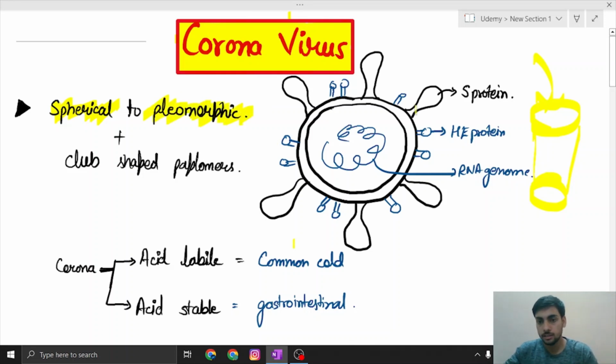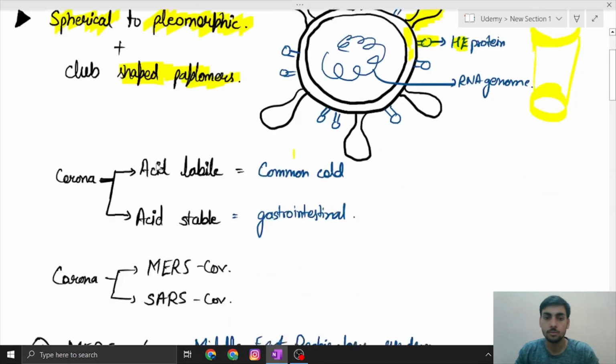Okay, and this virus has this envelope right here with two types of peplomers or proteins or spikes, which are S protein and HE protein. Okay, and here are the club shaped peplomers. You can see the club shape on these proteins.